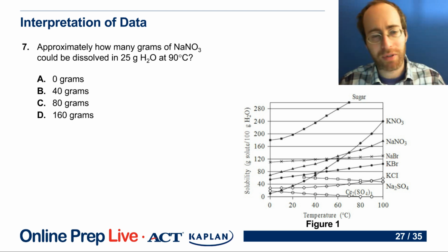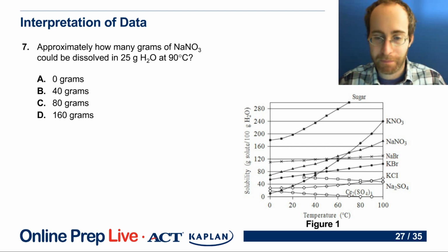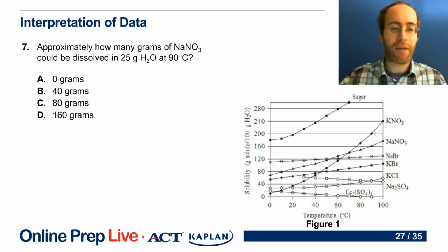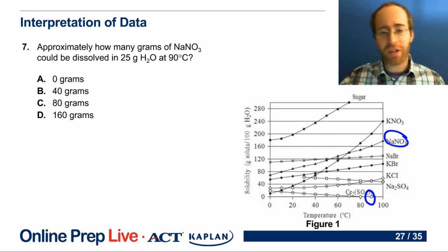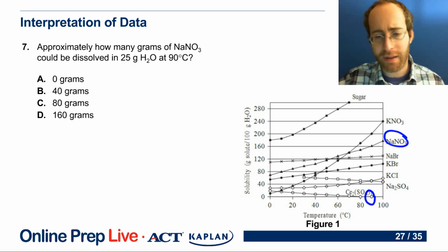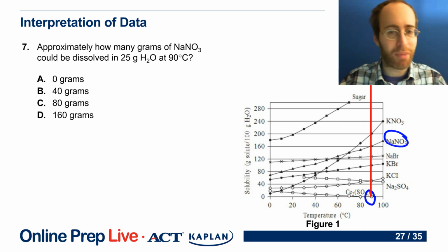Approximately how many grams of NaNO3 could be dissolved in 25 grams of water at 90 degrees Celsius? So we're looking at the graph. We definitely want to focus on NaNO3, and we need to look at 90 degrees Celsius. Tell me in the chat, if I draw a line and see where it intersects 90 degrees and NaNO3, roughly what does the solubility end up being?